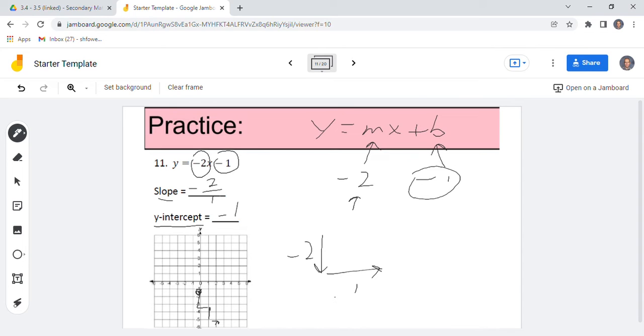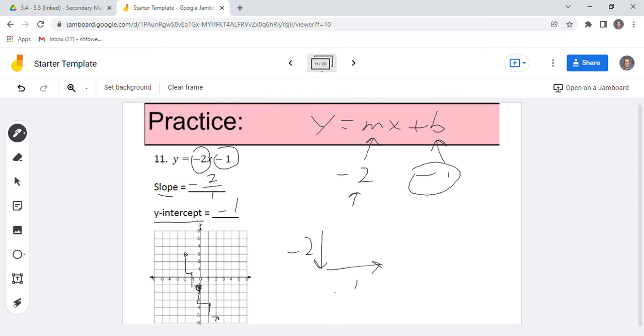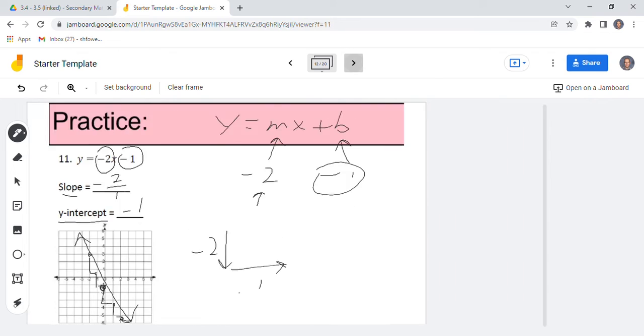We also want to go the other direction, so I'm going to reverse this by going left 1 and up 2, and left 1 and up 2, and we'll draw a line through there. So here is our graph, and again, a ruler would be super helpful on this one.